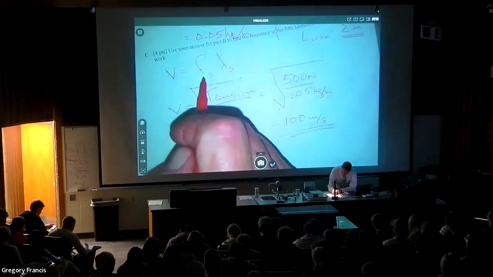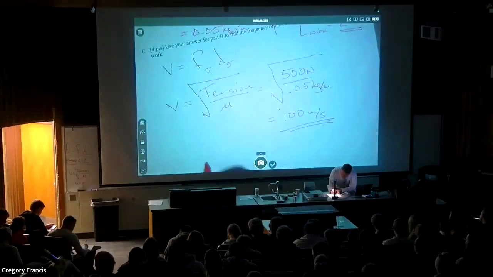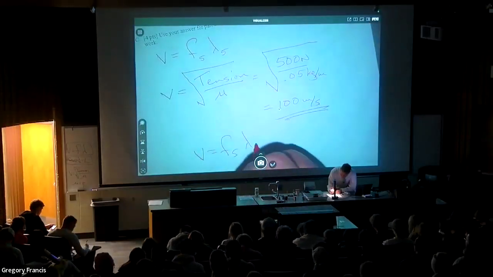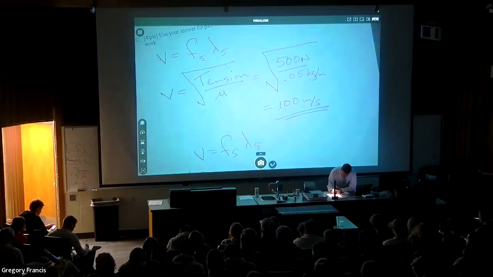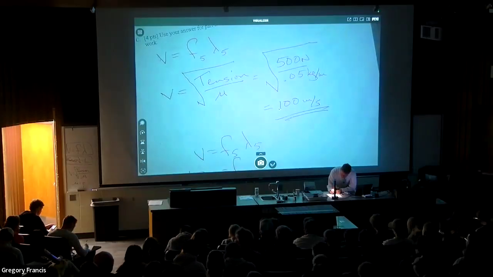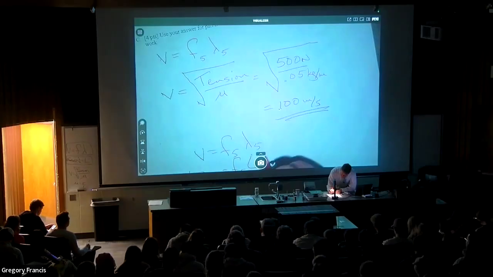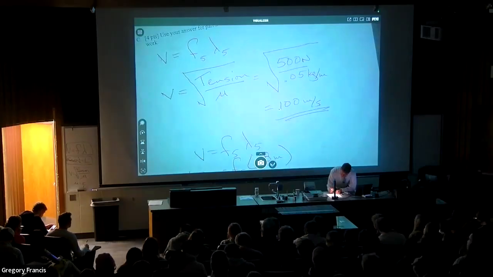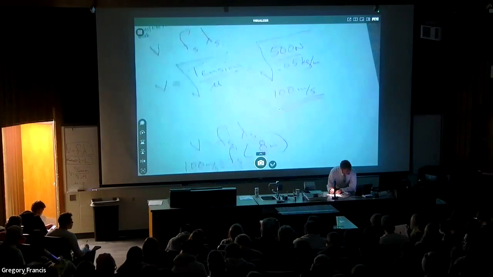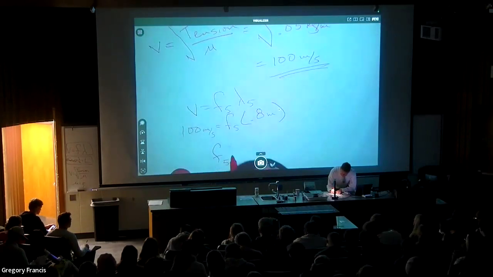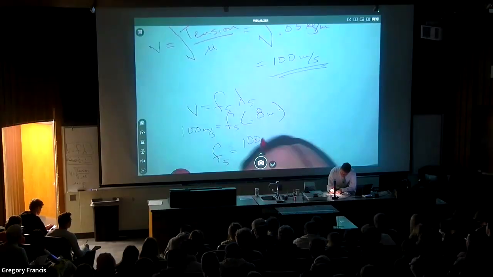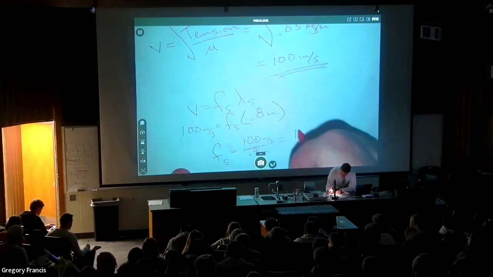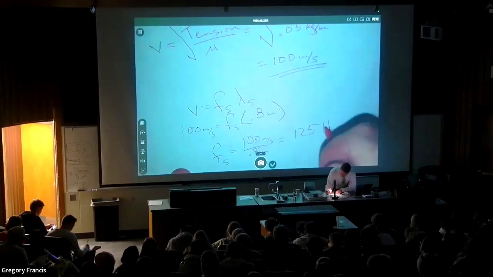Well, now let's go back up here and plug in v = f5 λ5. If v is 100 and lambda is 0.8, then I can solve for f5, just 100 meters per second divided by 0.8 meters, or 125 hertz.